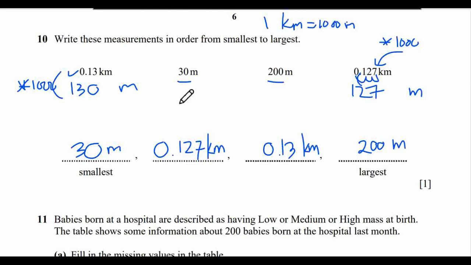Then we arrange from smallest, which is 30. Next we move to 127, but we have to write in the original question, that is 0.127 kilometer. Next is 130 meter, 0.13 kilometer. Next will be 200 meter. That will be our answer. Remember, we have to write the answer in the original form, not the converted unit. Alright, let's move on to next number 11.